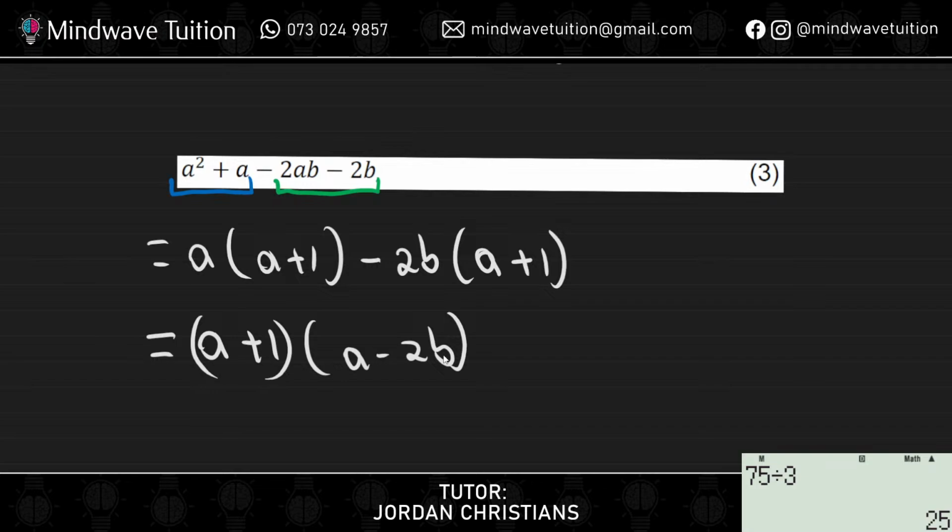Alright, so again, this was another factorization by grouping question. With all of these, you just have to try and spot those variables that are the same in different parts of the sum. And that's again why it's called factorization by grouping, because you're taking one group of it.